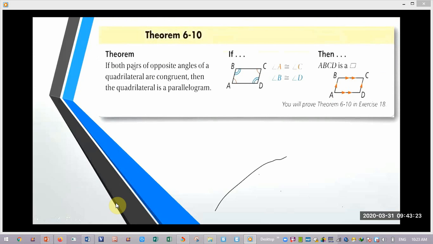Next, if both pairs of opposite angles of a quadrilateral are congruent, then it's called a parallelogram. Angle A and angle C are equal, angle B and angle D are equal, then this shape is called a parallelogram.